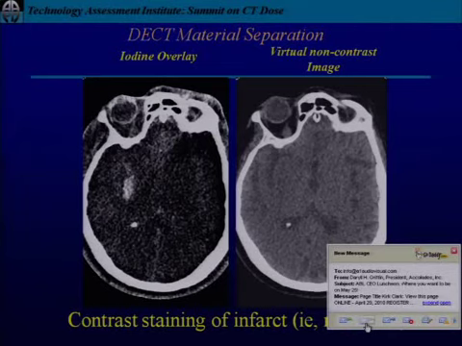And what you see here is all the hyperdensity is on the iodine overlay image, and all you see is a little bit of hypoattenuation on the virtual non-contrast image. So what that proves to me is that this was completely contrast staining, and there was no hemorrhagic conversion of the infarct. Okay, so we have done a set of patients here where we have measured the sensitivity and specificity of dual energy scanning, and it's almost 100%. With nearly 100% confidence, we can distinguish hemorrhage from iodinated contrast staining.